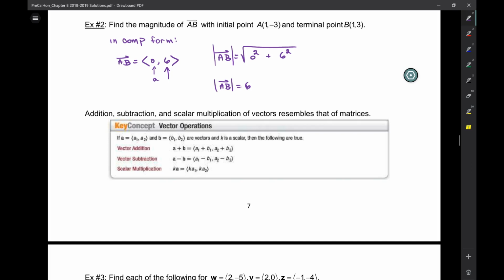Oh my God, you have no idea how in love I am with vectors. Just no idea whatsoever.